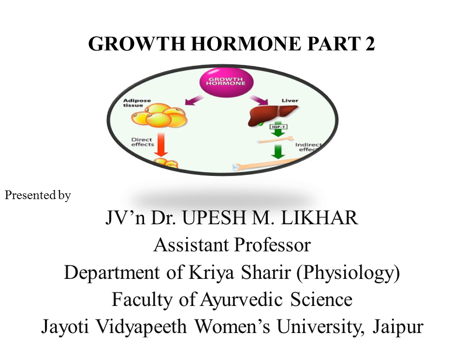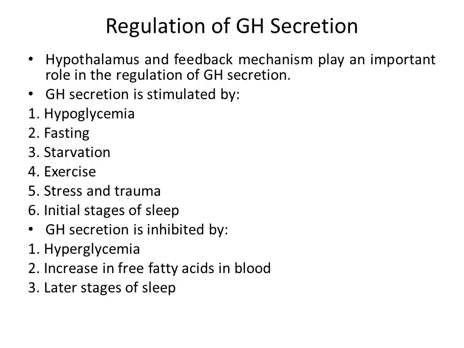Today we will discuss the next part of growth hormone. Regulation of growth hormone secretion. Hypothalamus and feedback mechanism play an important role in the regulation of growth hormone secretion. Growth hormone secretion is stimulated by hypoglycemia, fasting, starvation, exercise, stress and trauma, and initial stage of sleep. Whereas growth hormone secretion is inhibited by hyperglycemia, increase in free fatty acid in blood, and later stage of sleep.